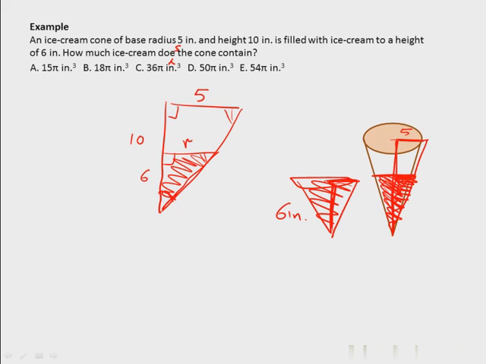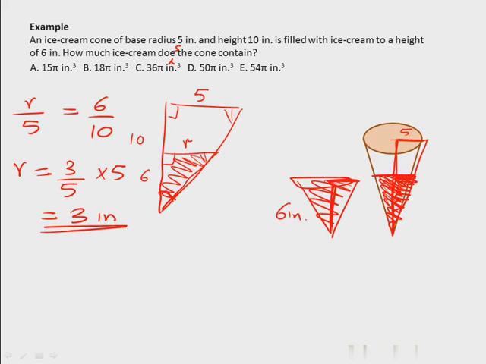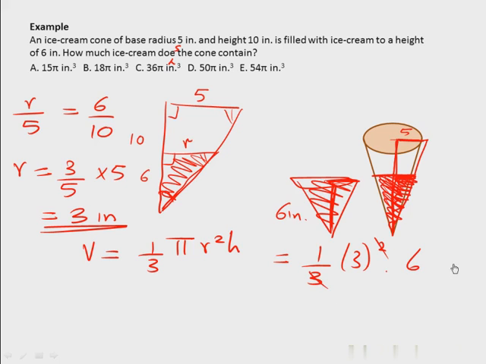So the radius of the ice cream part of the cone can be set up as a proportion. R over 5 is equal to 6 over 10. Radius upon radius is equal to height upon height. So the new radius is 3/5 into 5 is equal to 3 inches. So the radius of the ice cream part of the cone is 3 inches. Let's find the volume. Volume is 1/3 pi r squared h, which is 1/3 into 3 squared into 6 into pi, of course, which is 18 pi inches cubed. So the volume is 18 pi inches cubed. The answer is B.